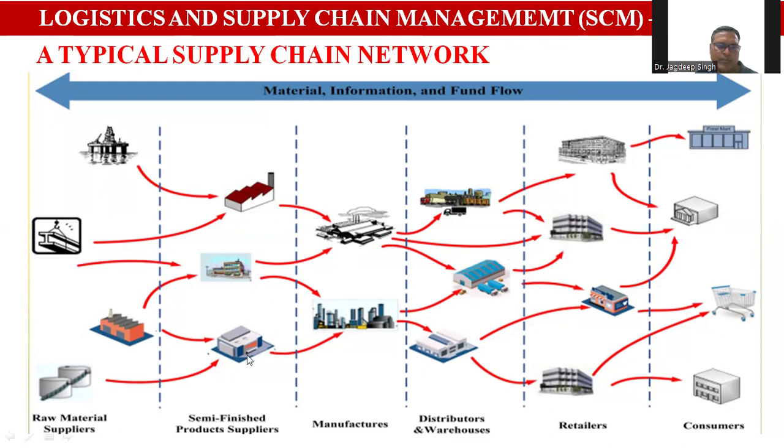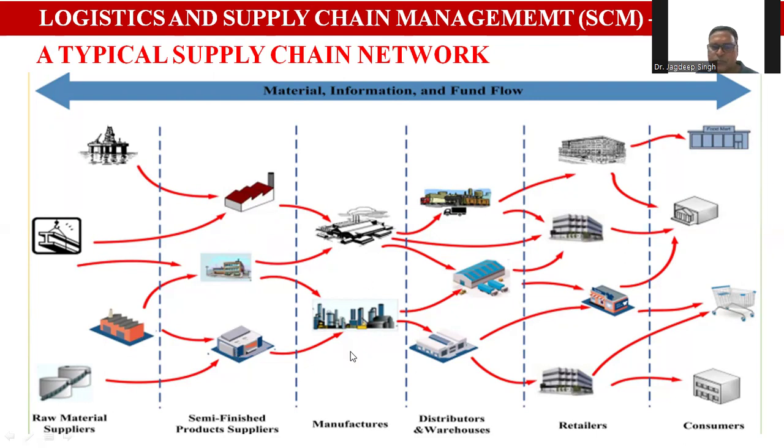Basically, these are also the manufacturing units. They will receive this raw material and make some semi-finished products. These semi-finished products are basically work in progress inventory, and that will be sent to the main manufacturer, that is the OEM, original equipment manufacturer, right?